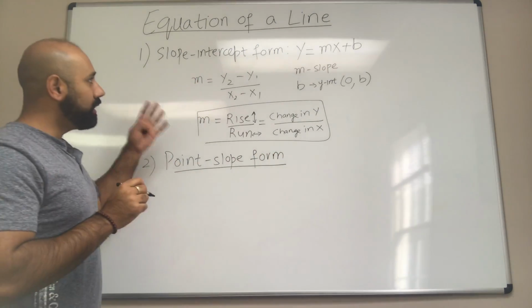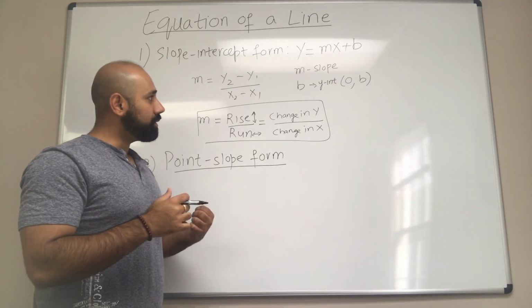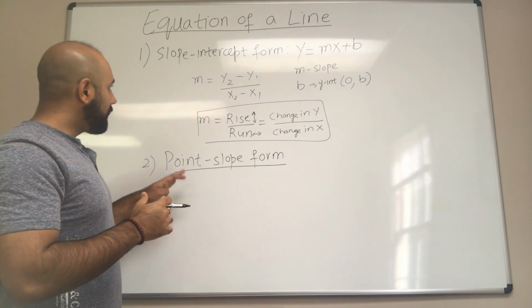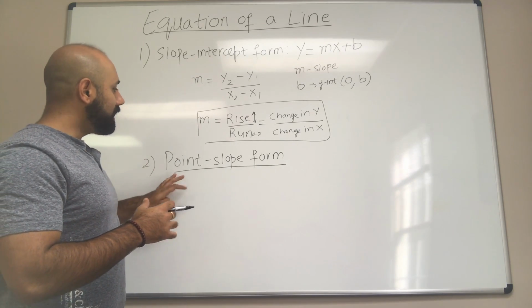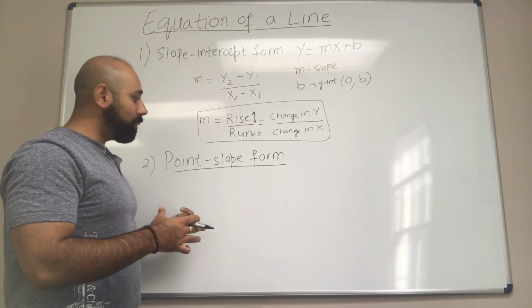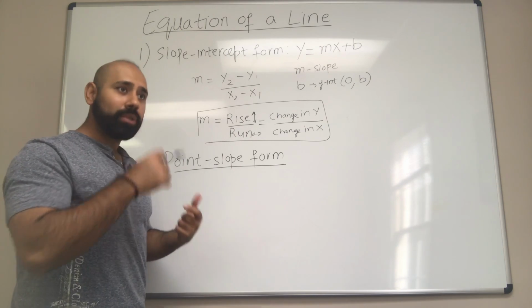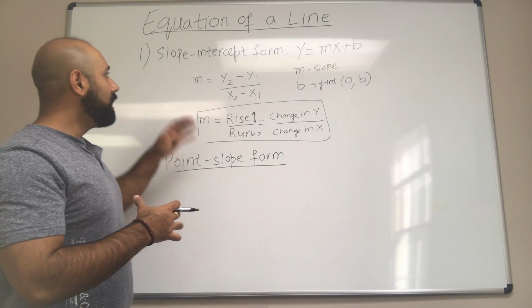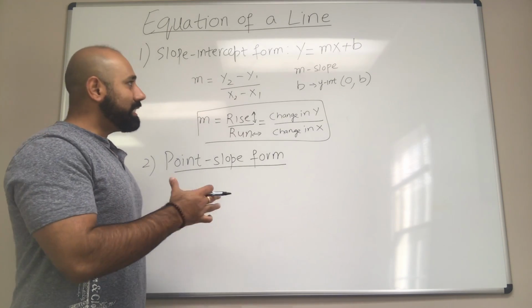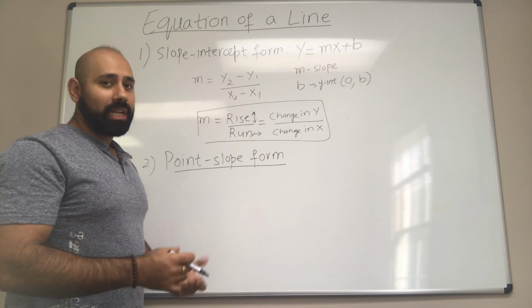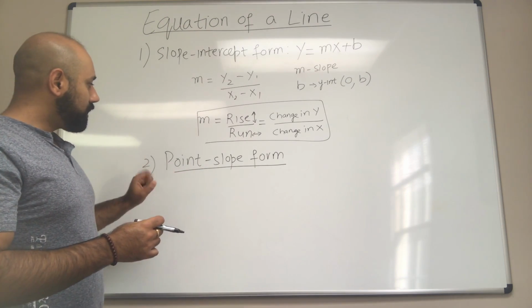One can use either one of these to actually write an equation of a line, but sometimes it is convenient to use the first one, and other times it may be convenient to use the second one. Later in the next video, we are going to look at some examples where we will use both these types, and you'll be able to see which one is easier and convenient for a particular type of example. So what is the point-slope form?